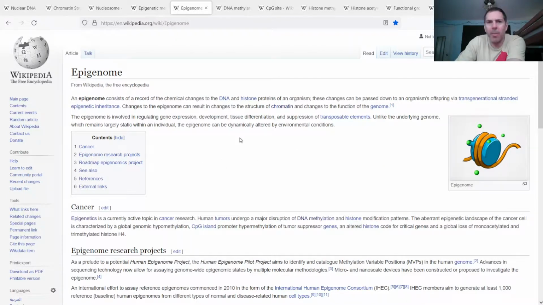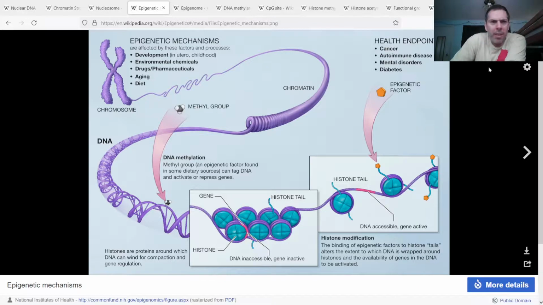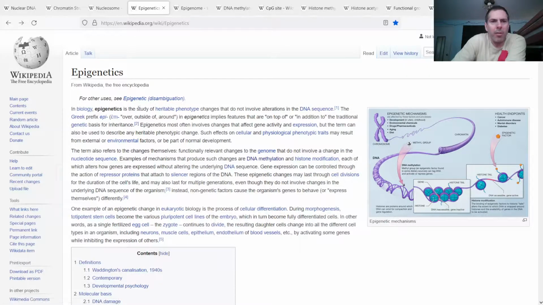I guess the last thing to mention is just the epigenome and epigenetics. The epigenome is kind of the entire set of epigenetic markers and tags that are present in DNA throughout the entire organism. I think epigenetics kind of has two definitions. One here is heritable changes that are not in the DNA, and then here the changes themselves.